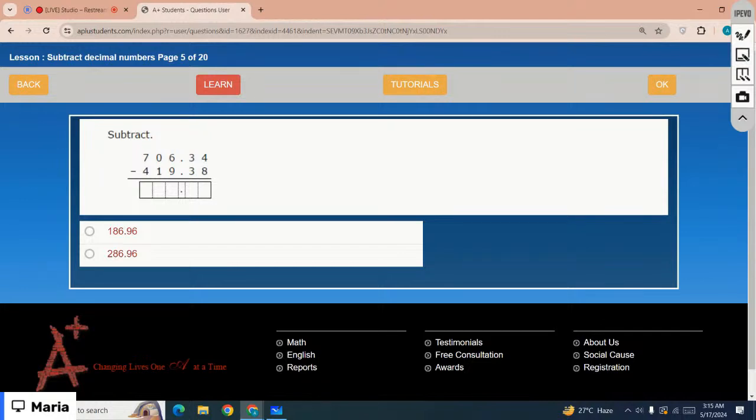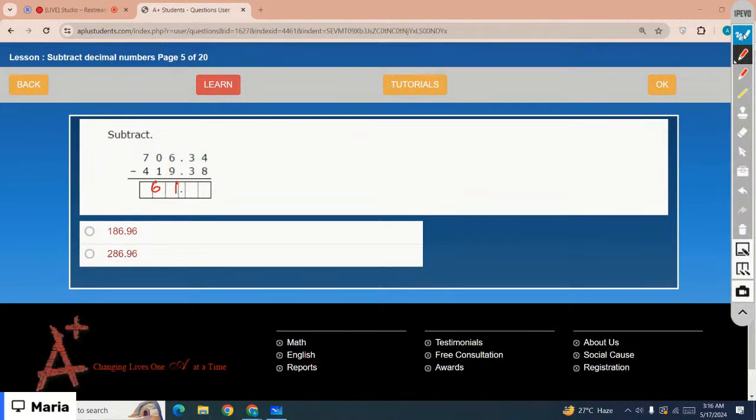Subtract 706.34 minus 419.38. The correct option is, okay, let's just subtract, right? You will need to borrow 1. 14 take away 8 is 6.